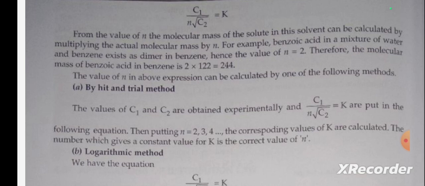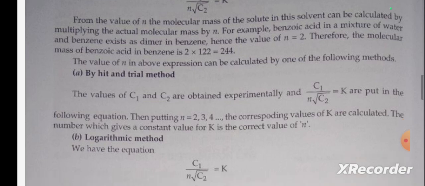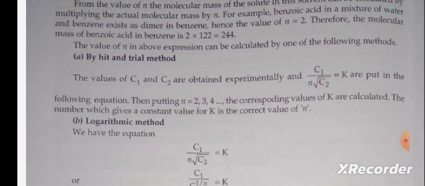The value of n in the above expression can be calculated by one of the following methods. By hit and trial method: the values of C1 and C2 are obtained experimentally and put in the equation C1 by n-th root of C2 is equal to K. Then putting n as 2, 3, 4, the corresponding values of K are calculated. The number which gives a constant value for K is the correct value of n.